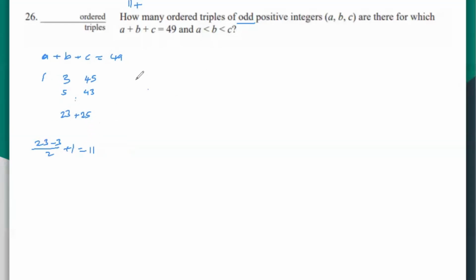Now the second case. I am done with 1, so if I go with 3 as the smallest one, and the next one will be 5, which adds up to 8, the last one should be 41 to get 49. I'm not going to write everything in the middle. The sum of the remaining two is 46, the half is 23, so that means this has to be 21 and 25. I will do the same thing with my half: 21 minus 5 is 16, divided by 2 is 8, 8 plus 1 is 9. So we have 9 more triples from here.